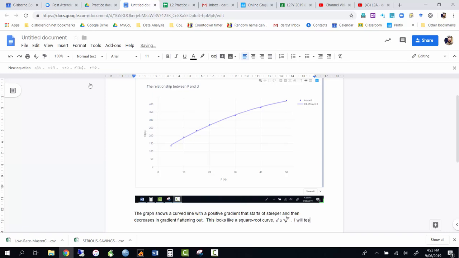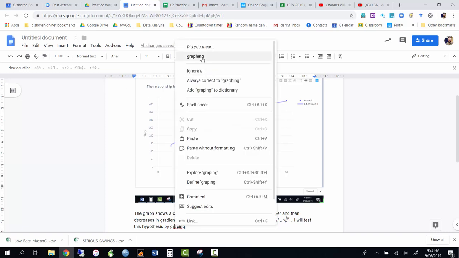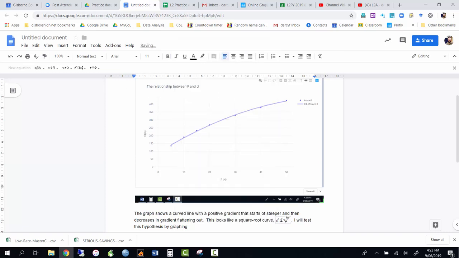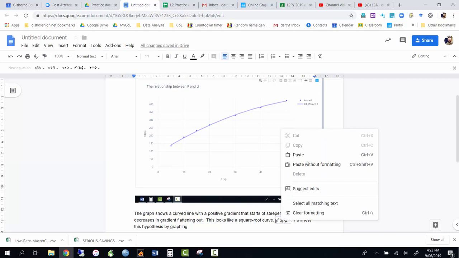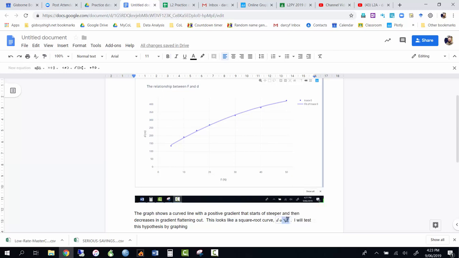I will test this hypothesis, because that's all it is, by graphing d against square root f. Okay, so let's go and do that.